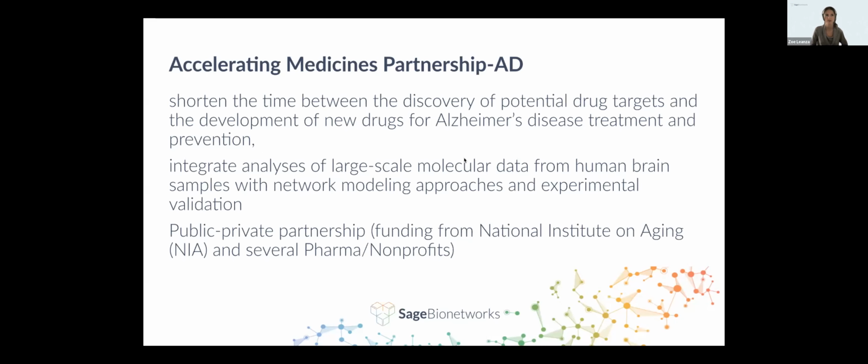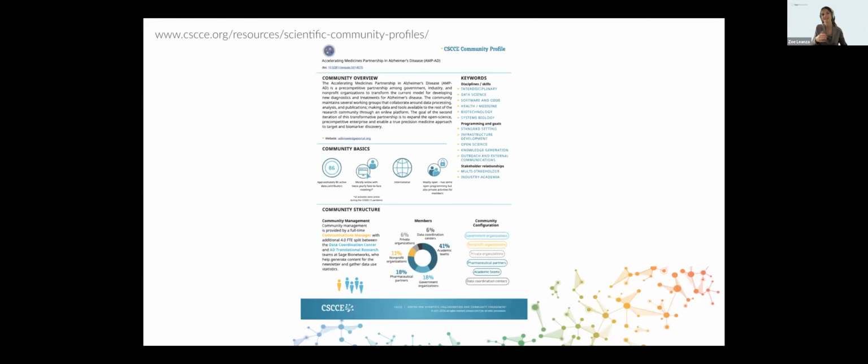The program that I work with is called Accelerating Medicines Partnership in Alzheimer's Disease. It has the goal to shorten the time between the discovery of potential drug targets and the development of new drugs for Alzheimer's disease treatment and prevention, as well as integrating analyses of large-scale molecular data from human brain samples with network modeling approaches and experimental validation. AMP-AD is a public-private partnership with funding from the NIA and several pharma and nonprofit organizations. And that was a broad overview.